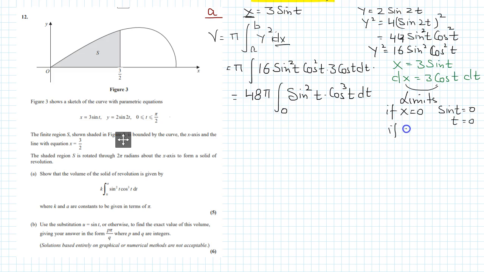If x is 3 over 2, then 3 over 2 is equal to 3 sin t. Sin t is equal to half. So t will be sine inverse half, that is 30 degrees, which is equal to pi over 6.